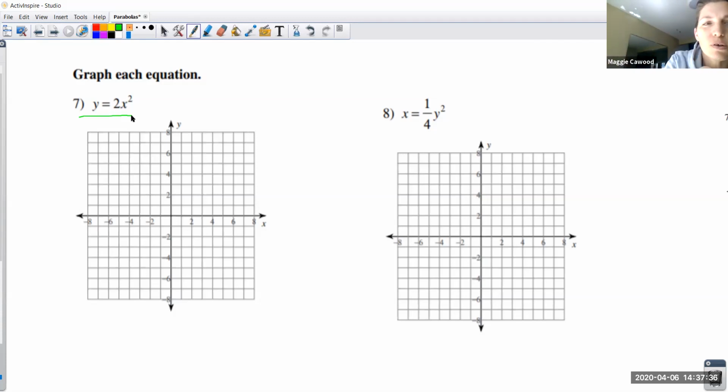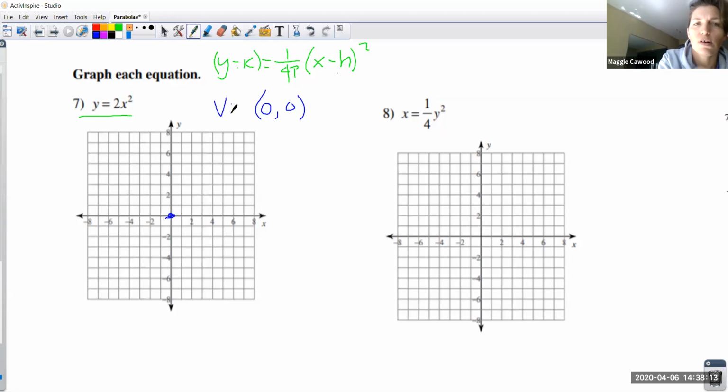But the formula is y minus k equals 1 over 4p times x minus h squared. So that's like the format. So I look at my h, k and I think, okay, well there are no parentheses, there's no quantities. So we haven't moved away from the origin. In this situation, we're just looking at the vertex at the origin. So my h, k is 0, 0. So the vertex in this case is 0, 0.